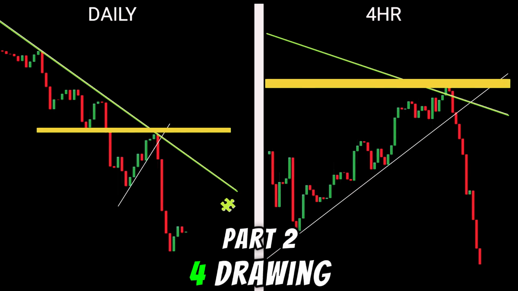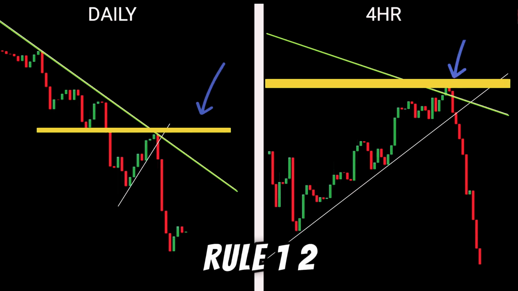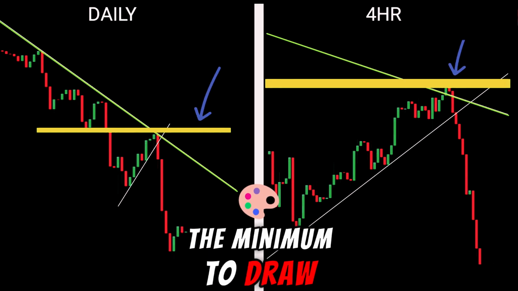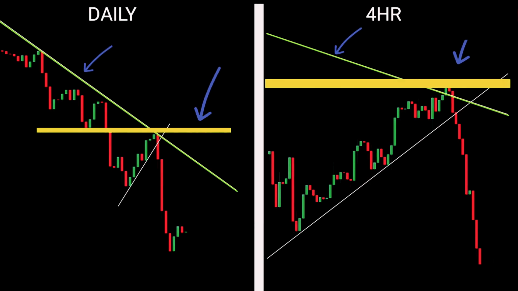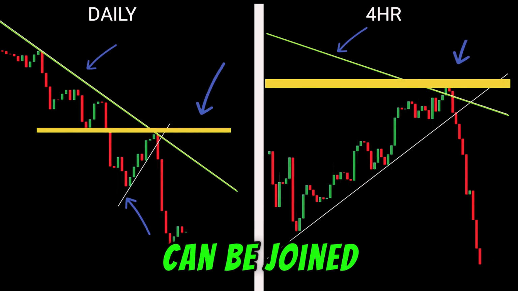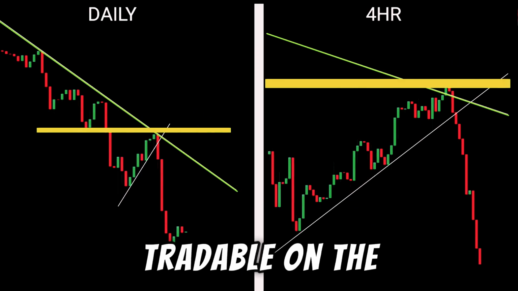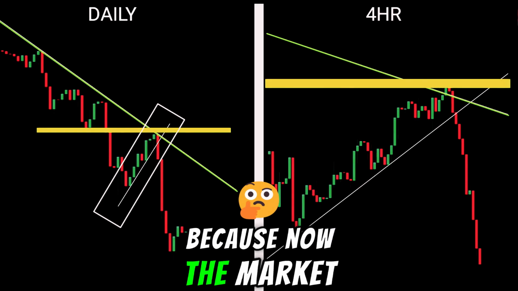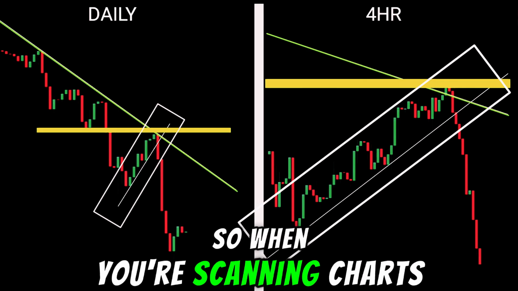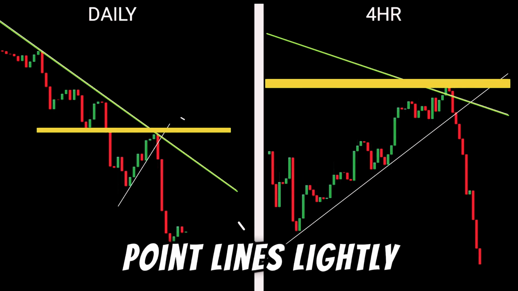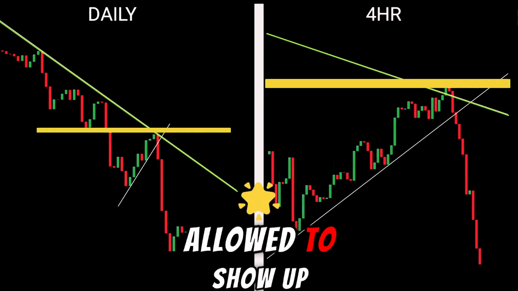Part 2. 4 drawing rules that stop you fooling yourself. Rule 1. 2 swing points are the minimum to draw a line, but 2 points only give you a hypothesis. Any 2 dots on a chart can be joined. That's geometry, not analysis. The line becomes tradable on the 3rd touch because now the market has told you twice that it cares about that slope. So when you're scanning charts, mark your 2-point lines lightly and wait. The 3rd touch is where your money is allowed to show up.